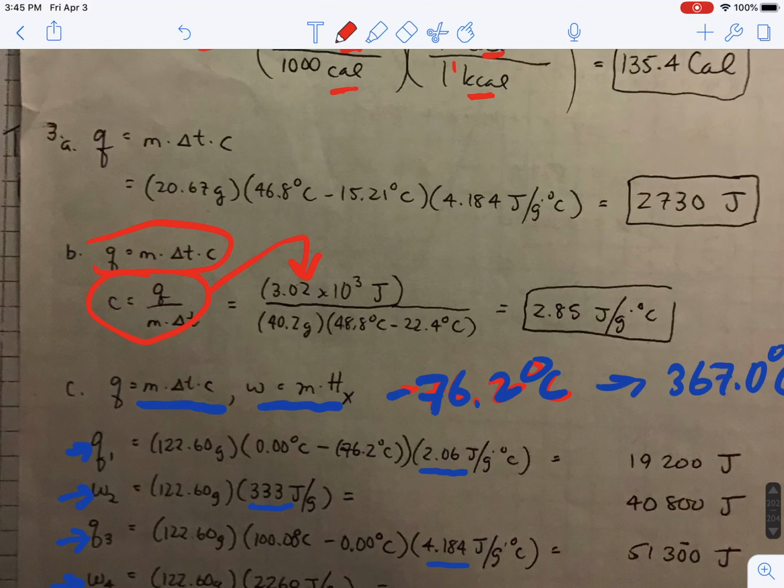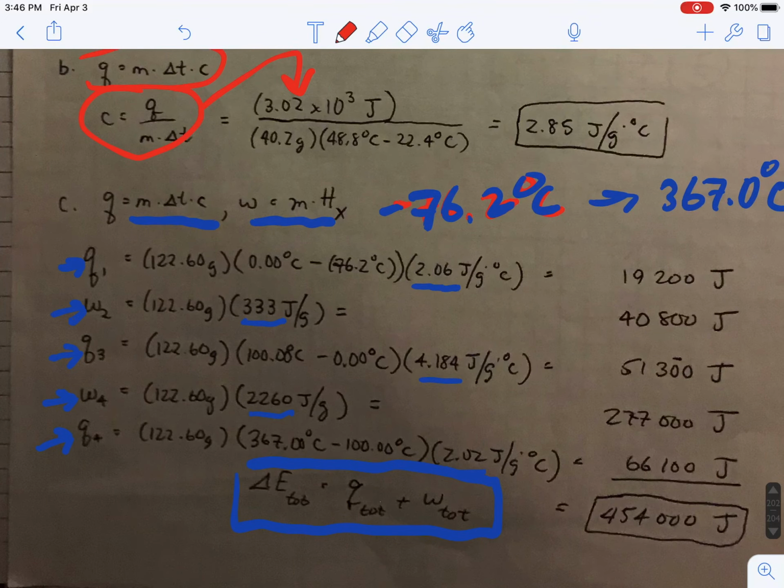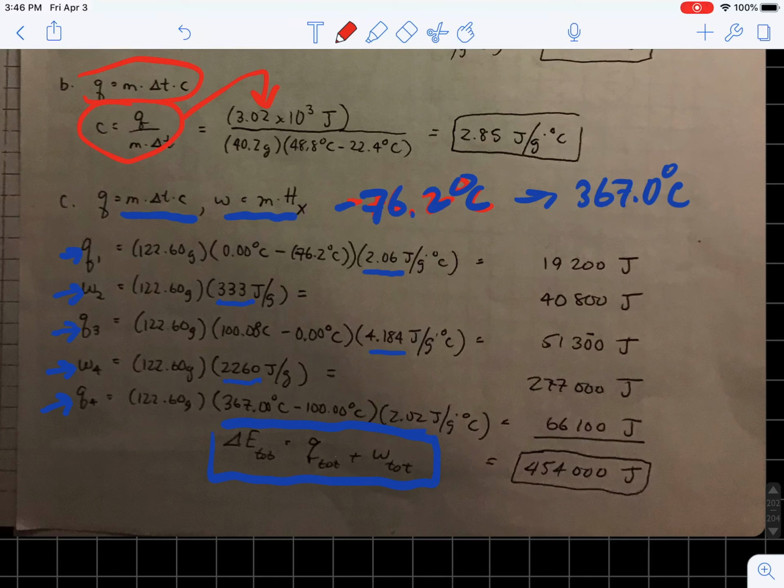For the last problem, they were saying let's take 122.60 grams of water and let's change its temperature from negative 76.2 degrees Celsius to 367 degrees Celsius. So it goes through all 5 processes. Q1, you're adding heat to the solid. W2, you are melting the solid. Q3, you're adding heat to the liquid. W4, you are boiling the liquid.